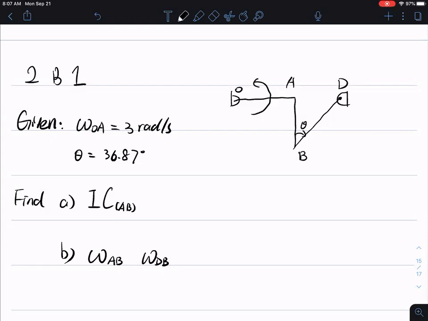Well, looks like we already finished part A from last Friday. We know where the instant center for AB is, which is at point D. We solved that, that's just point D.